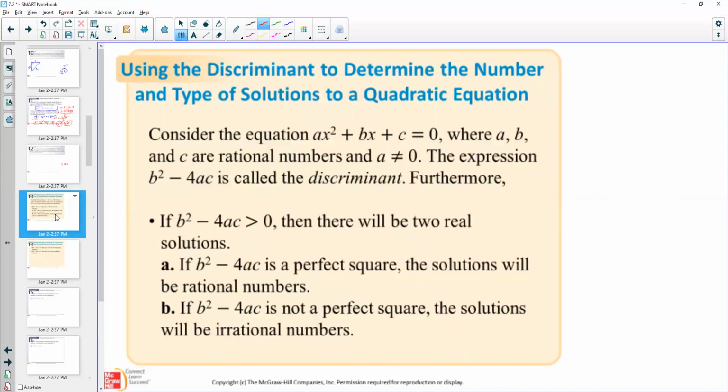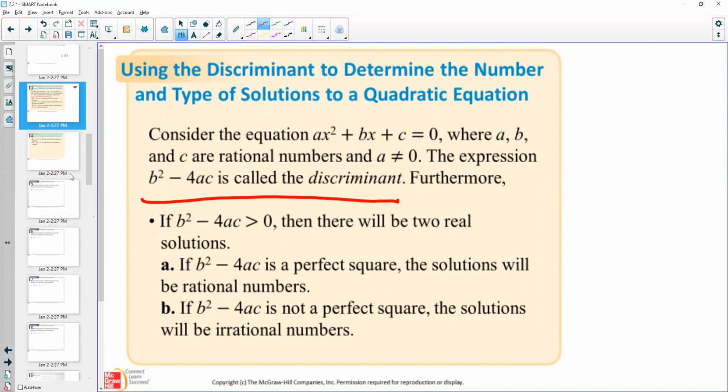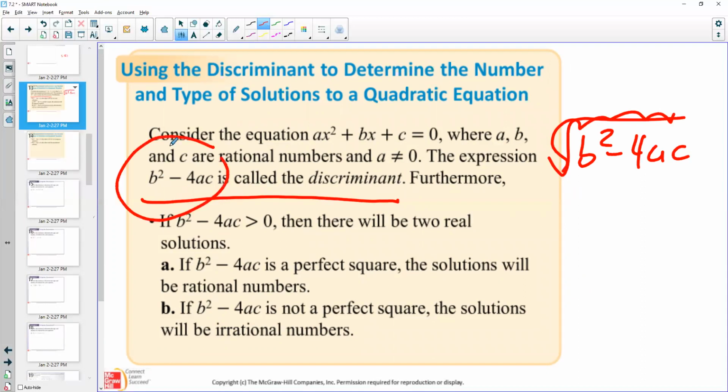One of the things that we can do with quadratic equations, and this quadratic formula in particular, is use something called the discriminant to help us figure out what kinds of answers we're going to get. This is actually a really useful tool. Basically, there's 3 situations. The discriminant is what's underneath the square root. It's that b squared minus 4ac. It just doesn't have the square root on it. So we're going to use that.